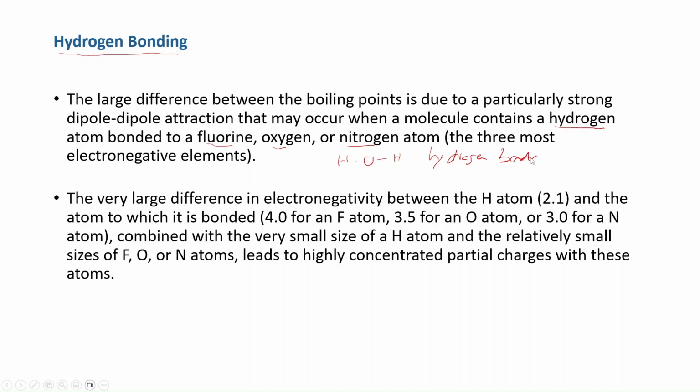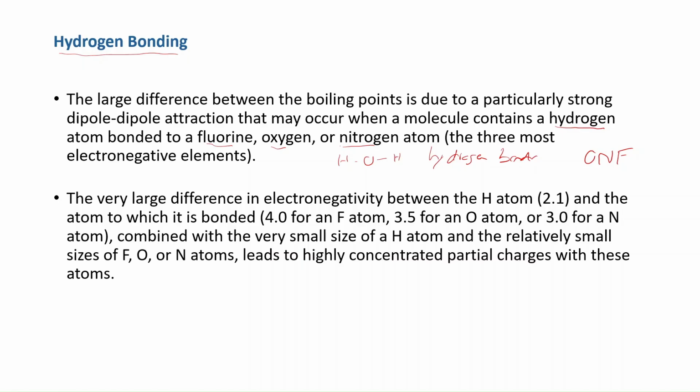Even though the other one, let me give you the formula, ONF, you have oxygen, nitrogen, fluorine. They both are very electronegative, but they're missing the hydrogen. You cannot have a hydrogen bond without a hydrogen. Okay?